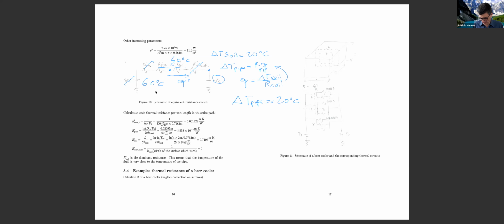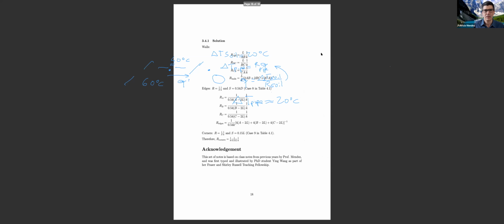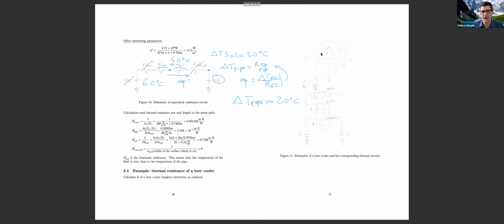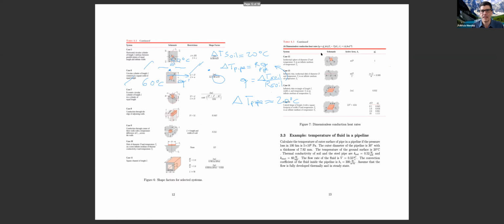Okay, excellent. So let's see. We had already discussed this. I think actually we completed everything we wanted for the class. This example for the beer cooler is just a similar thing using the values from this table, case 8 and case 9.